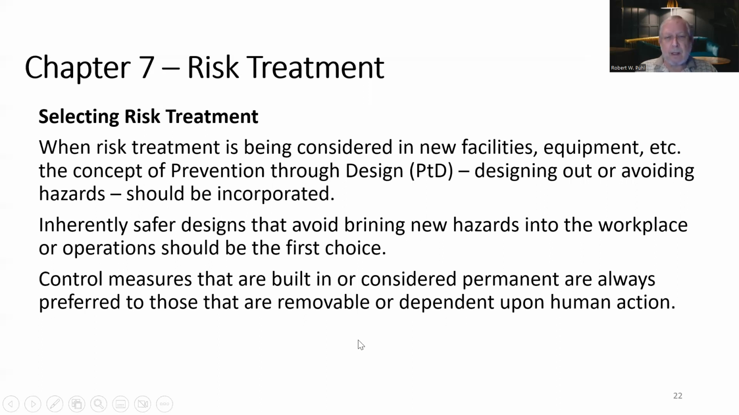When risk treatment is being considered in new facilities, equipment, etc., the concept of prevention through designing out or avoiding hazards should be incorporated by all means. Inherently safer designs that avoid bringing new hazards into the workplace or operations should be the first choice. Control measures that are built in or considered permanent are always preferred to those that are removable or dependent upon human action. I'm going to repeat that last sentence. Control measures that are built in or considered permanent are always preferred to those that are removable or dependent upon human action. Usually a guard is considered permanent.